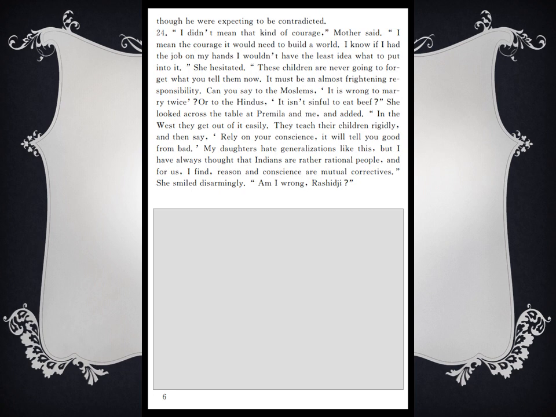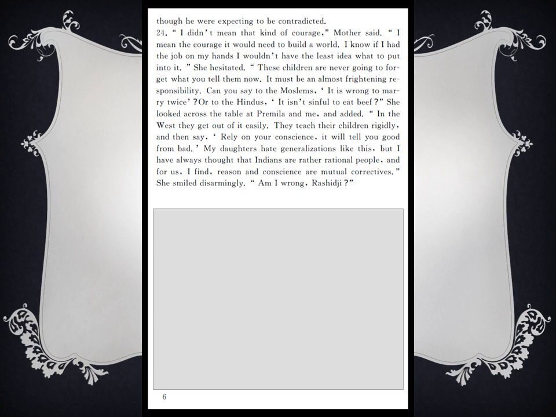She looked across the table at Premila and me and added. Now, when Rashid asked all this, then mother looked, there was another person, Premila. Then she was looking at Premila and me, and again she started telling, in the West, they get out of it easily. West means abroad, the outsider world, like the Western world, USA, America and Britain, they were talking about that. They all do this thing in the West. These things are followed very easily in the foreign country.